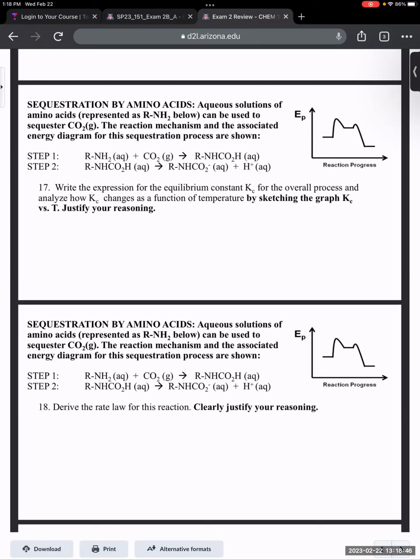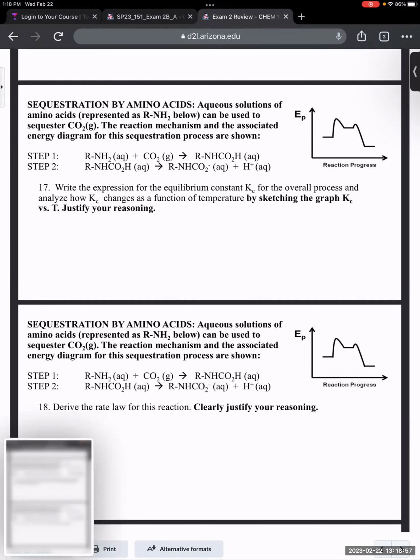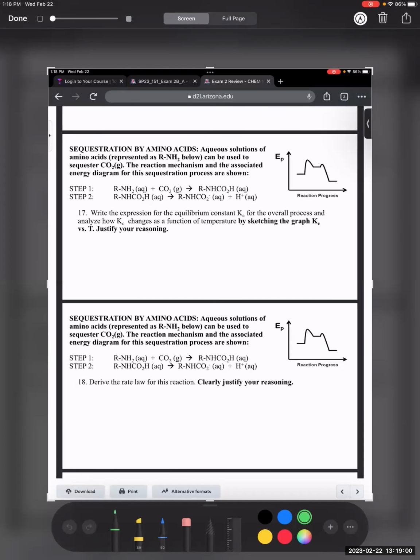Given the reaction mechanism and the energy diagram, write the expression for the equilibrium constant Kc for the overall process. Let me take a screenshot. Okay, you write the equilibrium constant expression, and analyze how Kc changes as a function of temperature by sketching the graph of Kc versus temperature, and we had to justify our reasoning as well. Now let's see. First of all, the overall process.